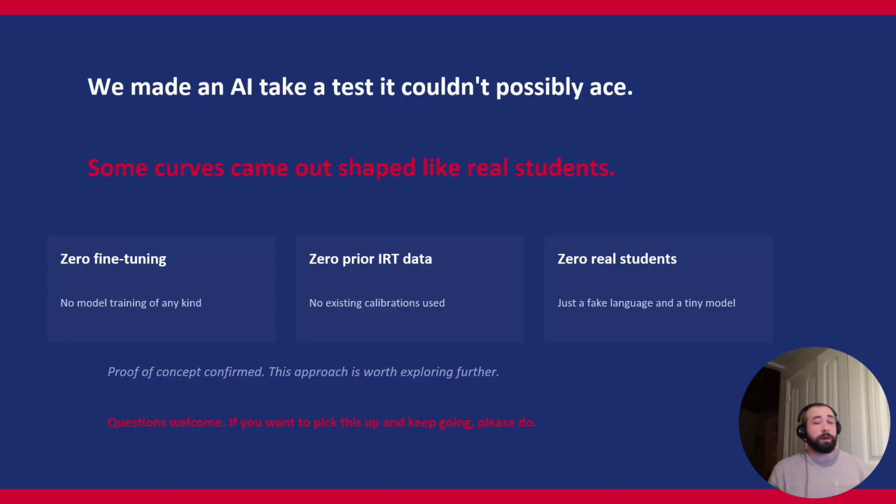Overall, the big takeaway here is we made a test that even AI couldn't figure out through this funny GLIM translation thing, and then without any fine tuning on the model, so it wasn't something that took forever to do, without any prior IRT data and without any actual students, I think we got kind of sort of close. We got some curves that looked realistic. And so I think the proof of concept is confirmed, and I'd love for someone to pick up the baton and carry this a little bit further.